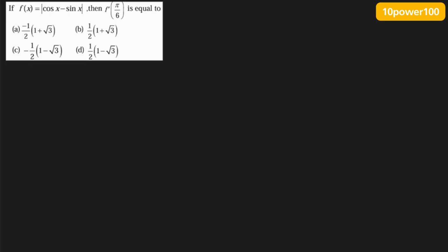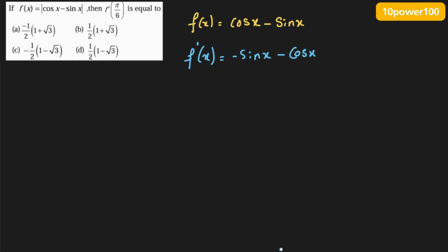Next question. If f of x is equal to mod of cos x minus sin x, then find f dash of pi by 6. So let's write f of x. f of x is equal to, I'm just going to remove the mod, cos x minus sin x. Now let's find f dash of x. f dash of x is equal to the differentiation of cos x, which is minus sin x, minus the differentiation of sin x, which is cos x. Okay, so we're ready with the differentiation.